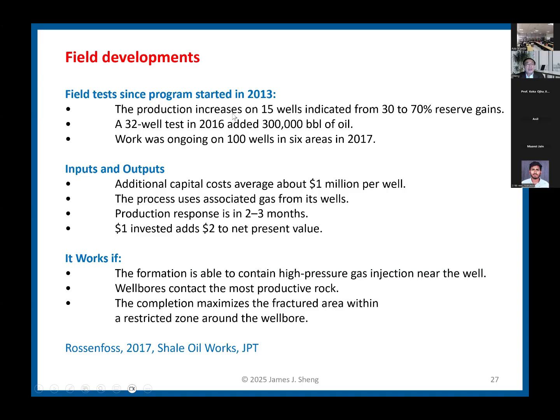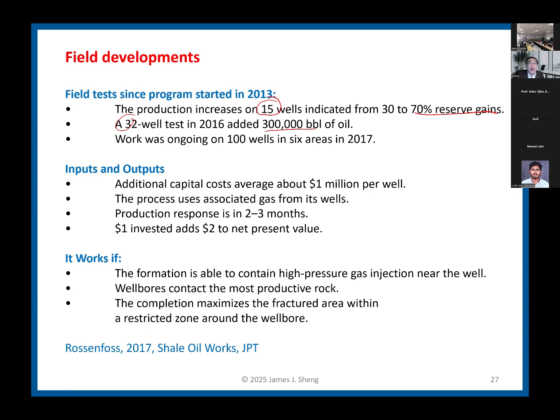The production increases on 15 wells indicated from 30 to 70% reserve gain. So in other words, this project is a large project in a large field. Huff-n-Puff gas injection will occur in many wells, but it shows 15 wells had oil production, and 32 wells in 2016 added 300,000 barrels of oil.